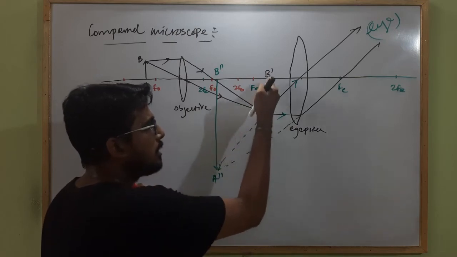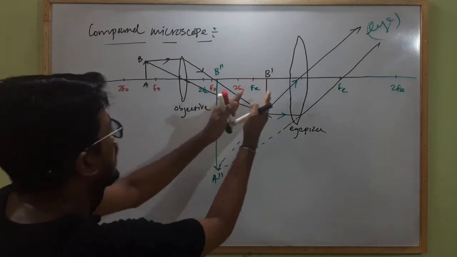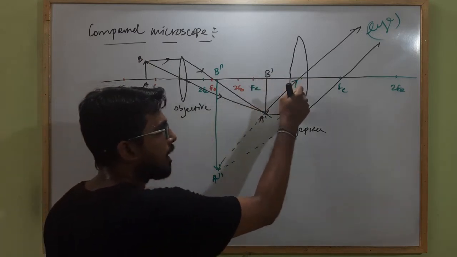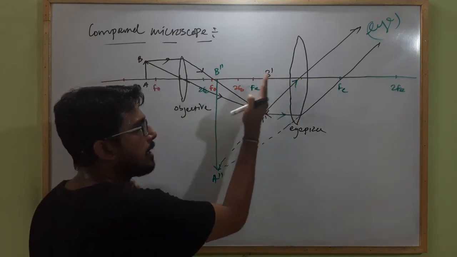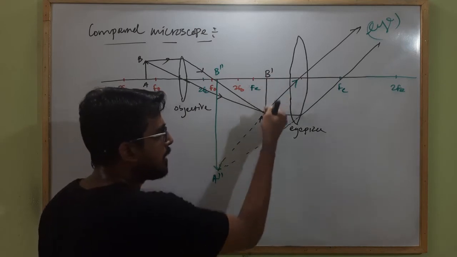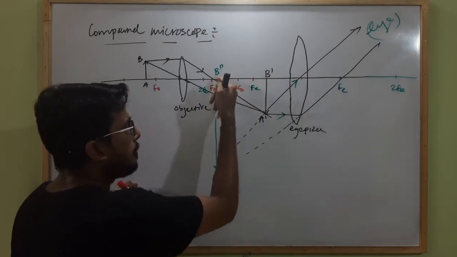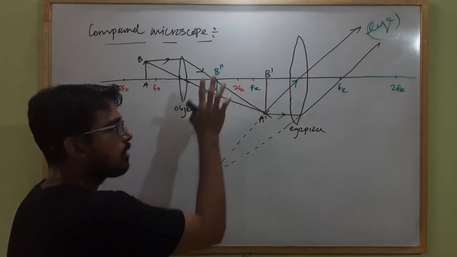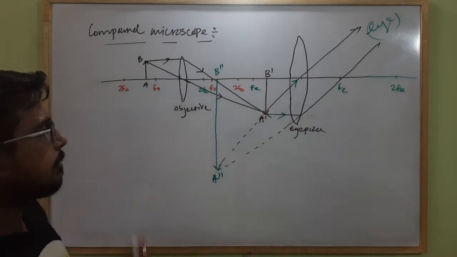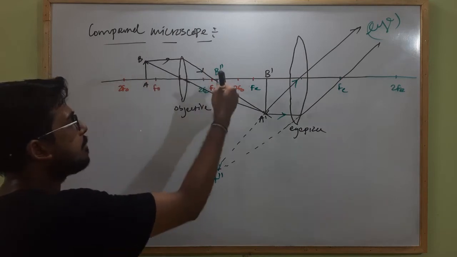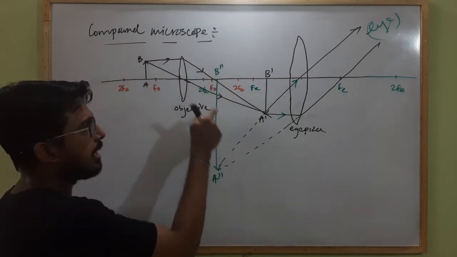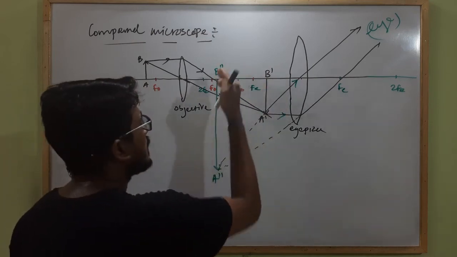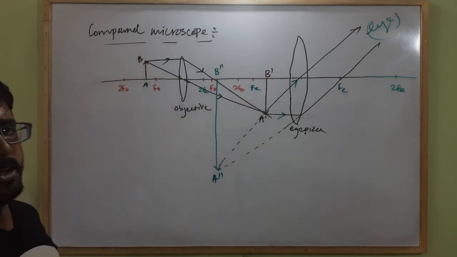According to this, if this is A dash B dash, which is actually inverted in comparison to the real object, but as this acts as an object for the eyepiece, its image will be erect in comparison to this one. So as this is B dash A dash, its erect image will be B double dash A double dash, which lies behind it, virtual in nature and magnified. Clear? So the final image of the AB will be A double dash B double dash, which is highly magnified in comparison to the object, and it is inverted in comparison to the real object.